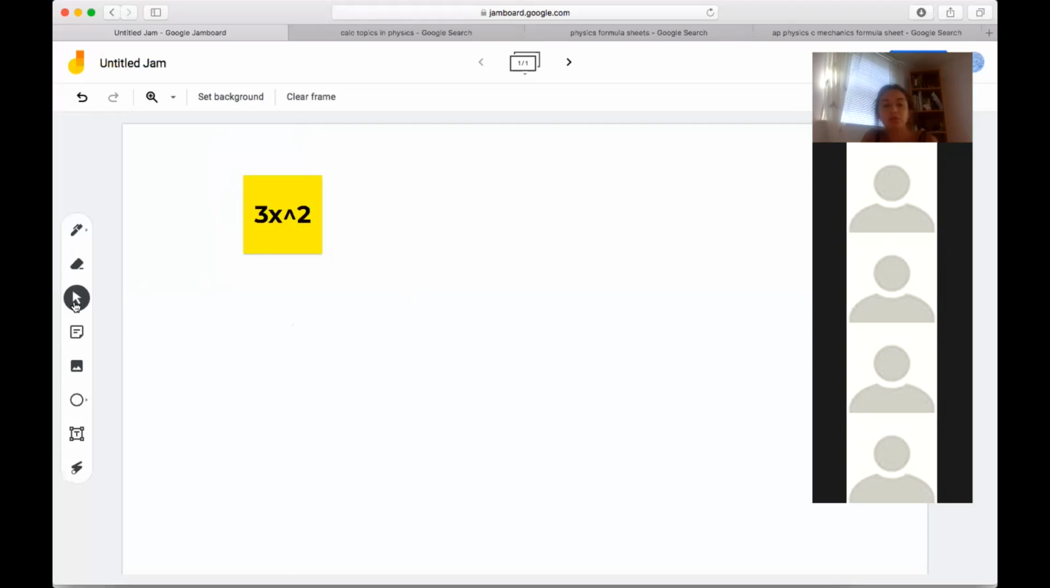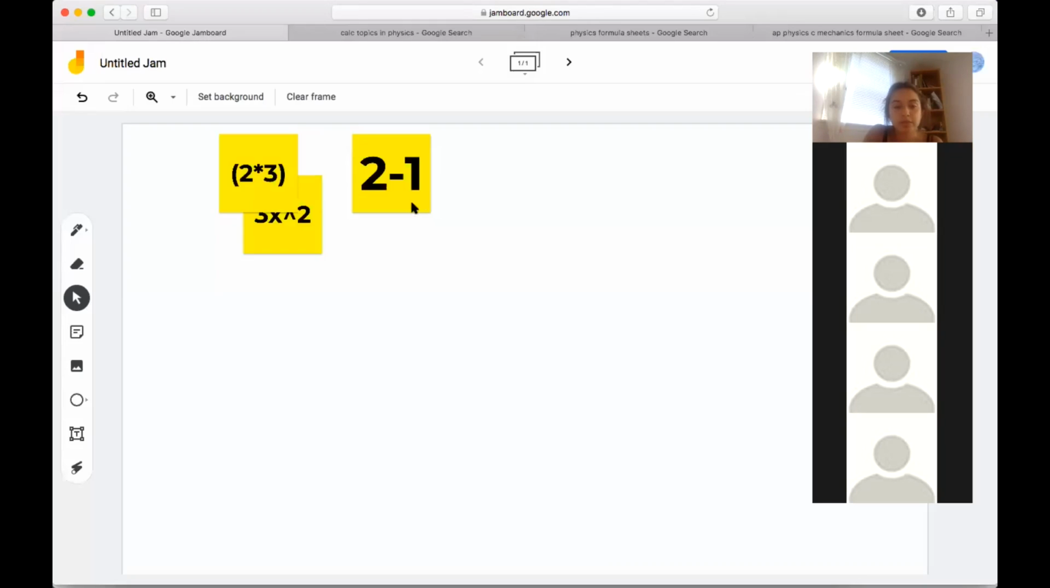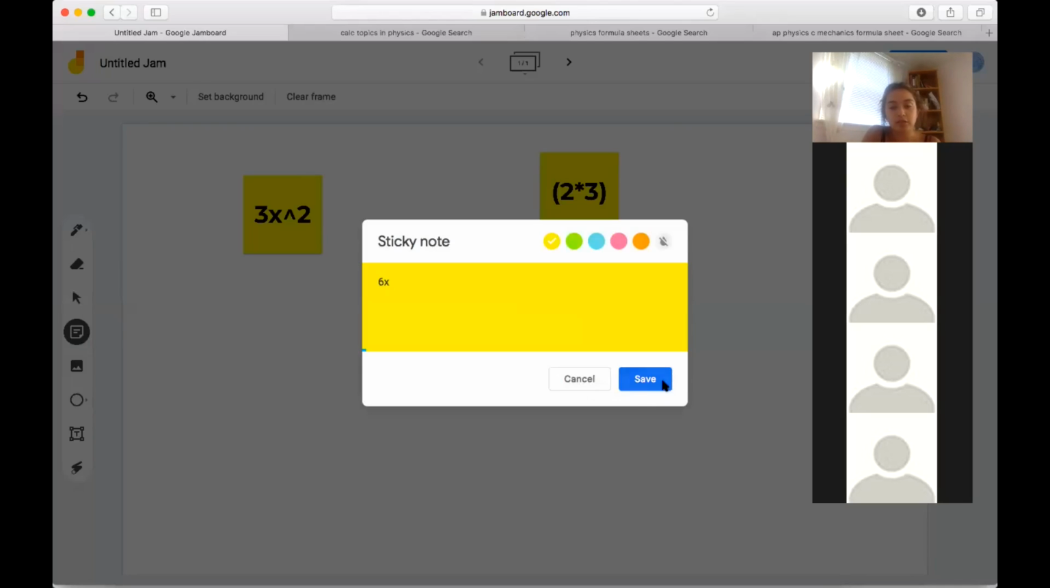So basically what you have to do when you have an exponent, you multiply the exponent by the number in front of the variable. In this case, it would be the 2 times the 3. And then what you do with the exponent is you subtract 1. So it would be 2 minus 1. That's basically what you always do. You just multiply the top by the side number and then subtract 1 from the number. So in this case, the final answer would be 6x as the derivative.